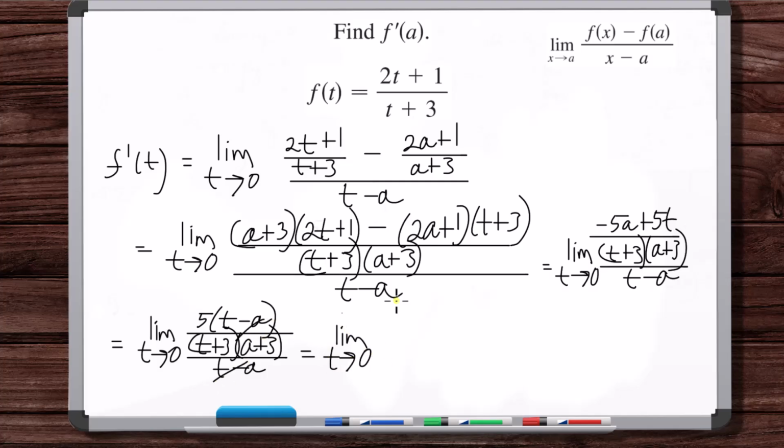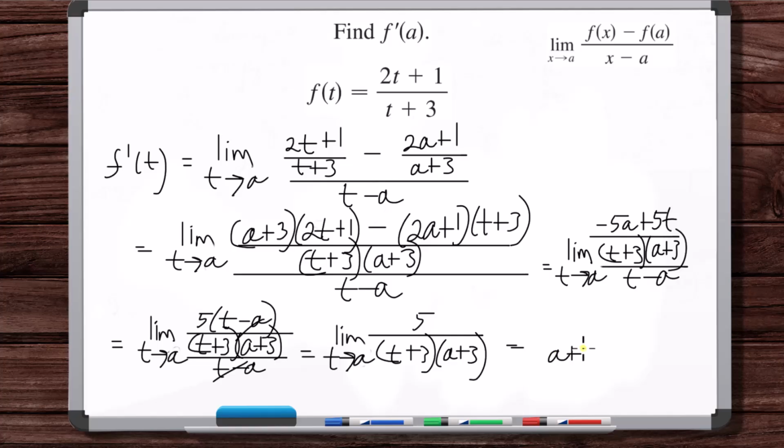Okay, so the t minus a's are going to cancel, and we're going to be left with t plus 3, a plus 3. And as t approaches a, the limit approaches this. So there is f prime of a.